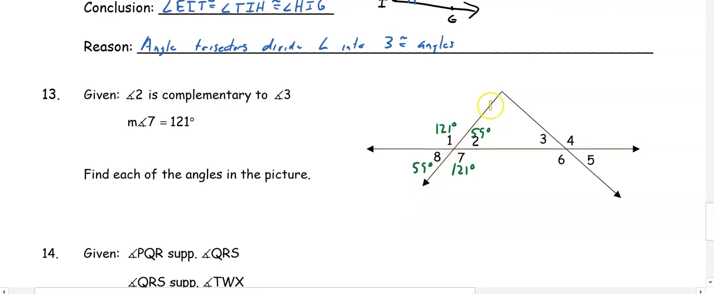So now we know that angle 2 and angle 3 are complementary. So that means together they equal 90. So we can do 90 minus 59 to get angle 3 is 31 degrees. So now that we know it's 31 degrees, we can do the same thing we did for our other angles. So in our straight line, 180 minus 31 gets us 149 degrees. Same thing for angle 4. That's going to be 149 degrees. Remember that 3 and 5 would be the same then. So that is 31 degrees.